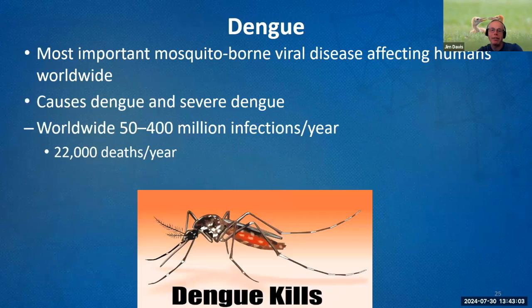All right. So I just find dengue very interesting. It's the most important mosquito-borne viral disease affecting humans worldwide. Worldwide, you have 50 to 400 million infections a year. You have 22,000 deaths a year.